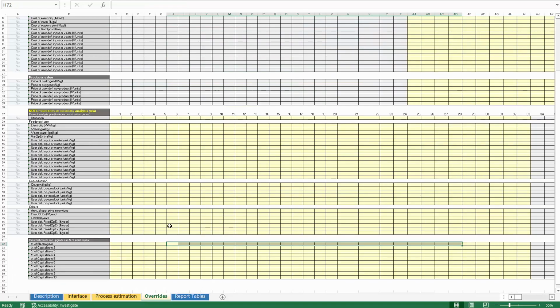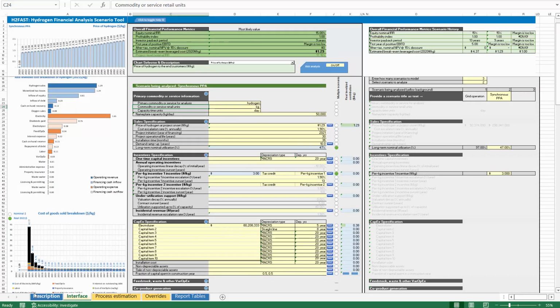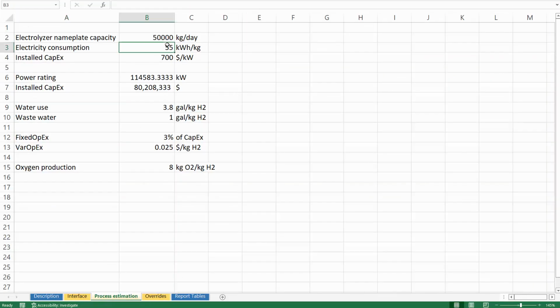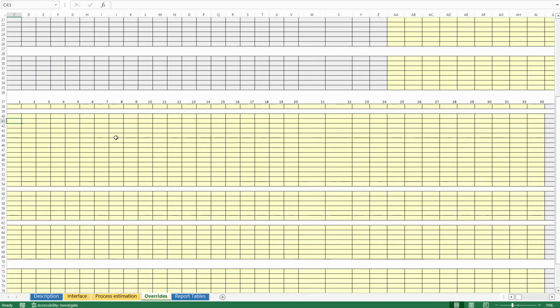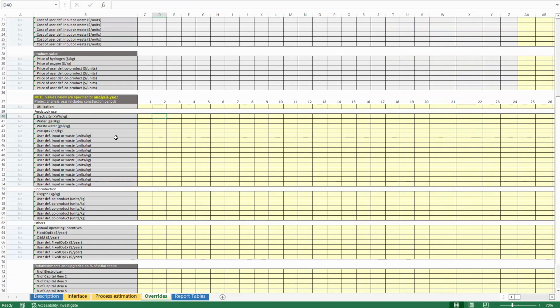So in this particular example, we'll go into the overrides. One thing that we specified is that we have 55 kilowatt hours per kilogram. That might be the life average consumption of electricity, so beginning of life to end of life of the stack. But if we want to get better nuance for that, we'll say that you might have 50 kilowatt hours per kilogram for year one.